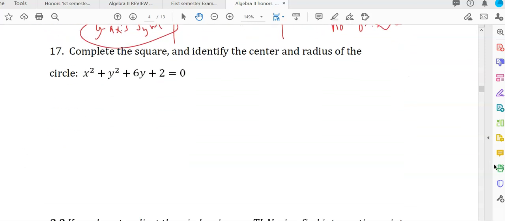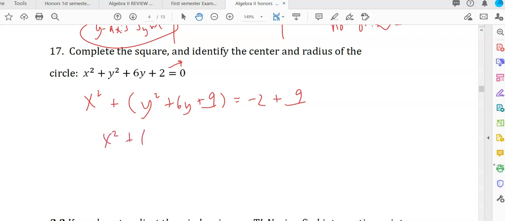Complete the square, identify the center and the radius. So this actually isn't as bad as it looks, I don't think. X squared plus, let's group the y, there's no x's to group it with. So y squared plus 6y plus blank equals, let's move the 2 over by subtracting, so negative 2 plus blank. Half of 6 squared is 9, so I'm going to add 9 to both sides. So we get x squared plus y plus 3 squared equals 7.